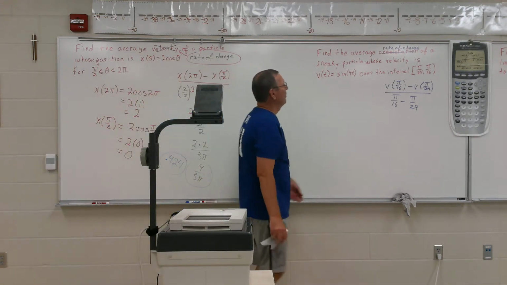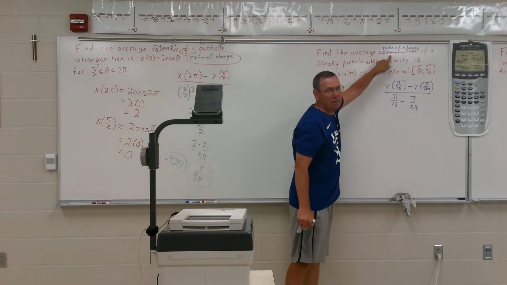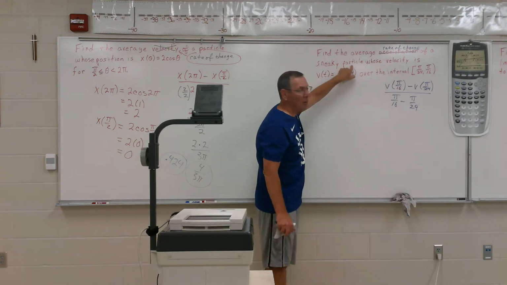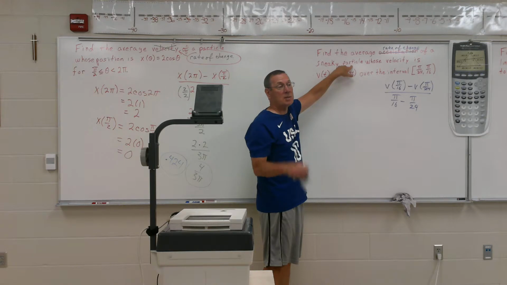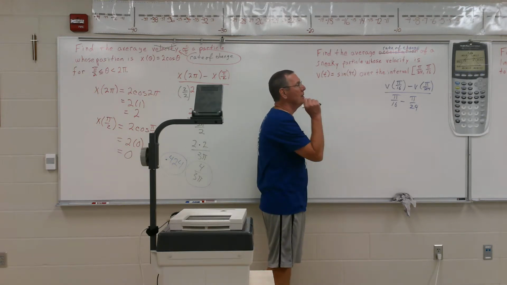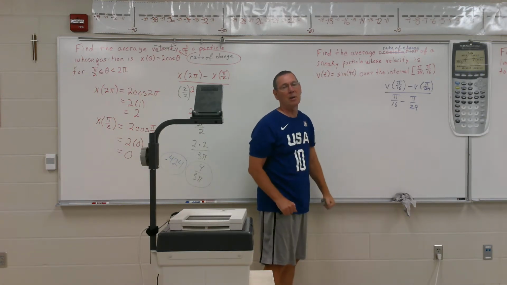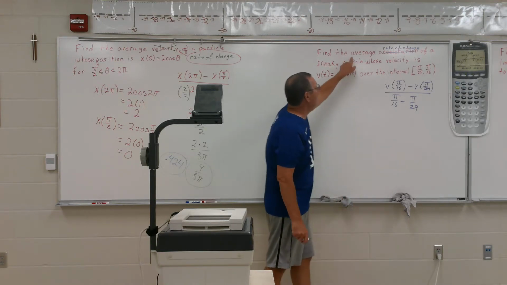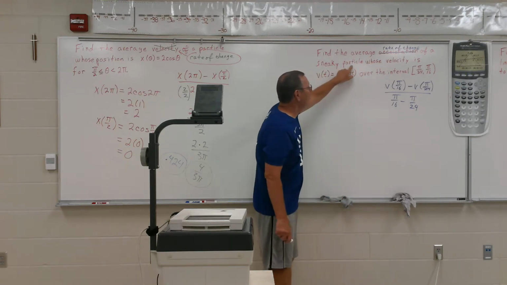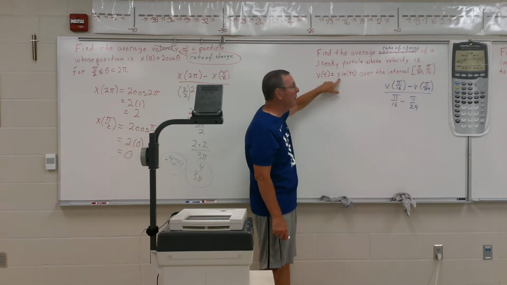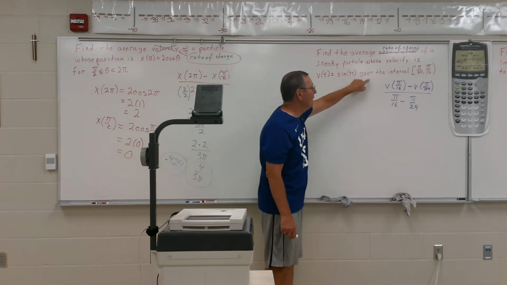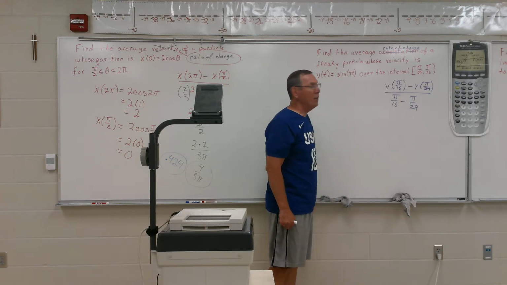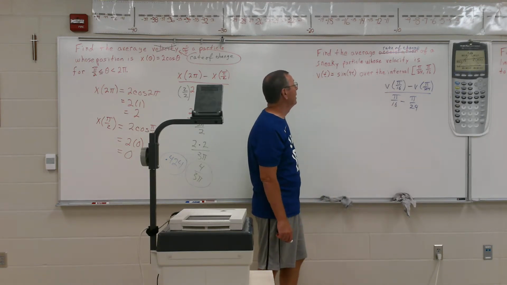Okay, next problem. Find the average acceleration of a sneaky particle. All particles are sneaky. That one back there was sneaky also. Particles, they'll go to the right for a while, they'll go left for a while, they'll go up, they'll go down. You can never trust a particle that is sneaky. So find the average acceleration of a sneaky particle whose velocity is v of t equals sine of 4t over the interval from pi over 24 to pi over 16.